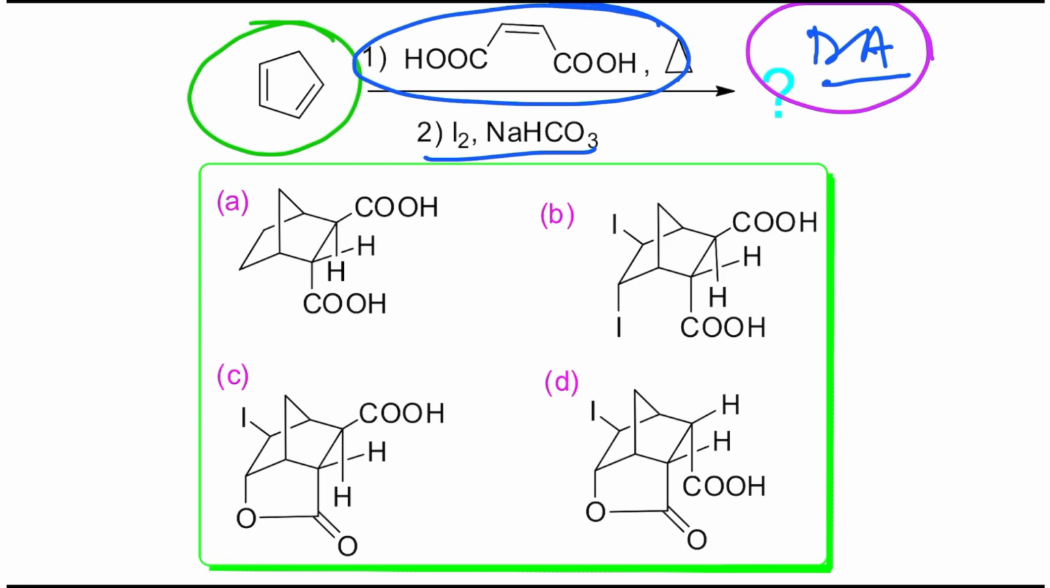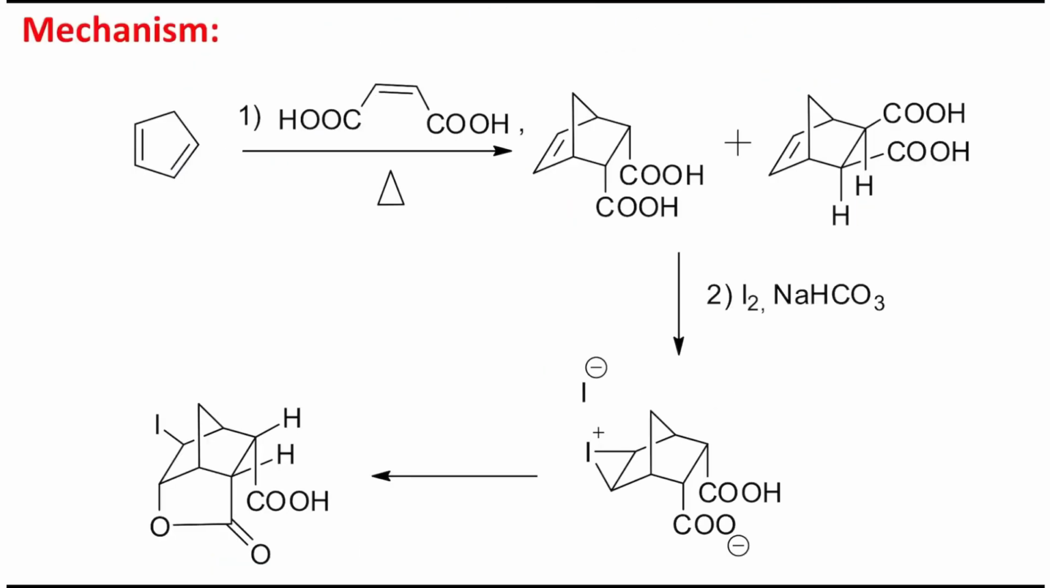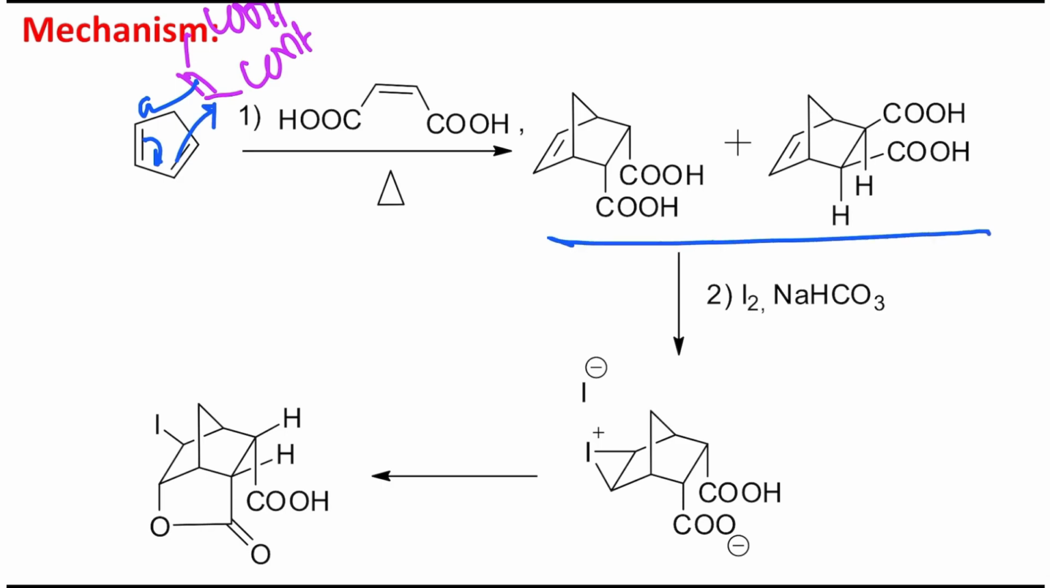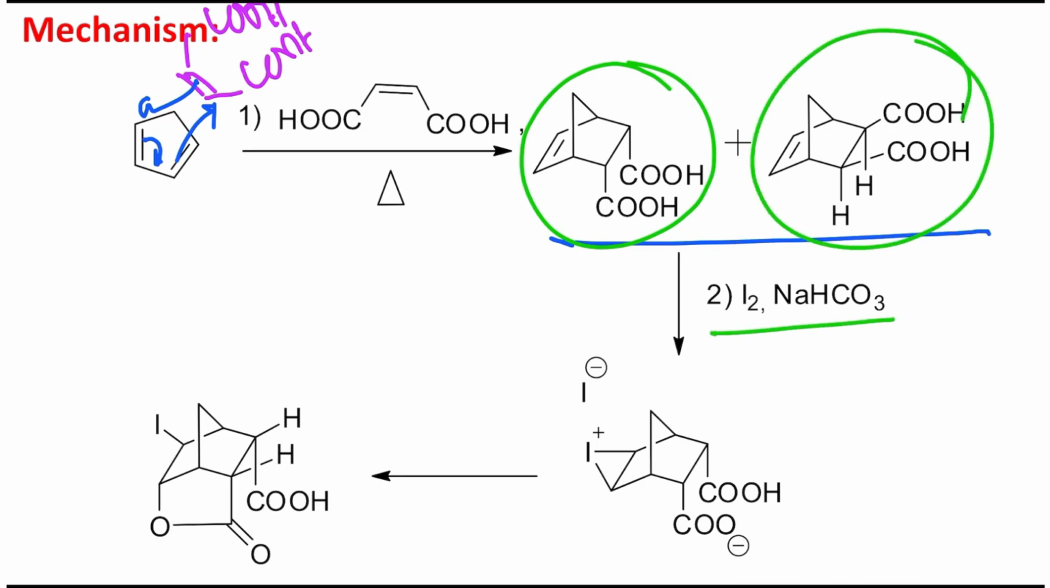Now, for whoever is not able to get the answer, here is the mechanism. The first step is the Diels-Alder reaction. You may consider that a diene will react with this. It can come here, and it can go. In this way it's a 4+2 cycloaddition, and two types of product, endo and exo, are possible. By the way, only this one will react for the next step, that is iodolactonization, not the second one. Why not this one? I shall explain later on.